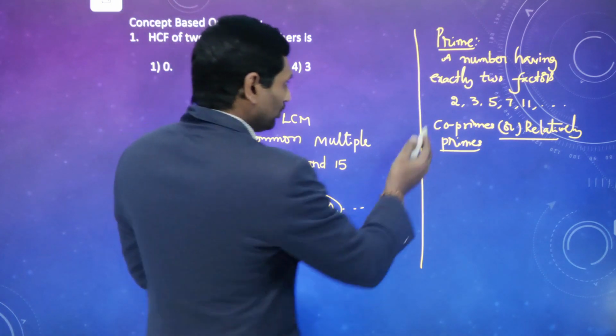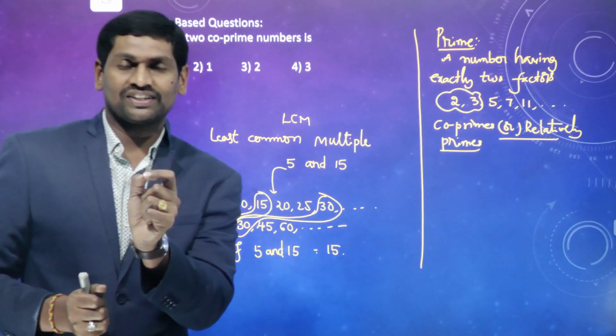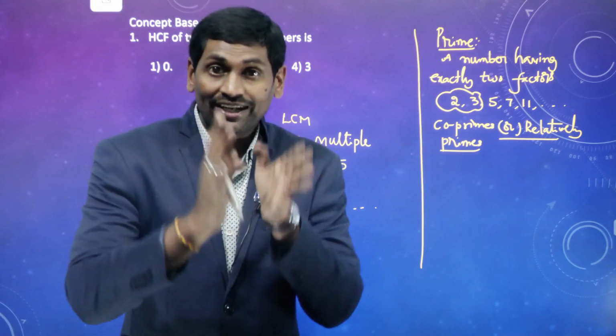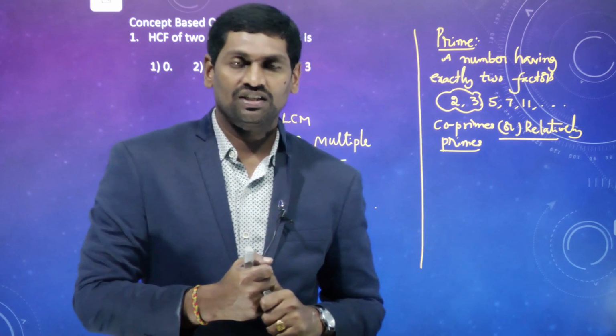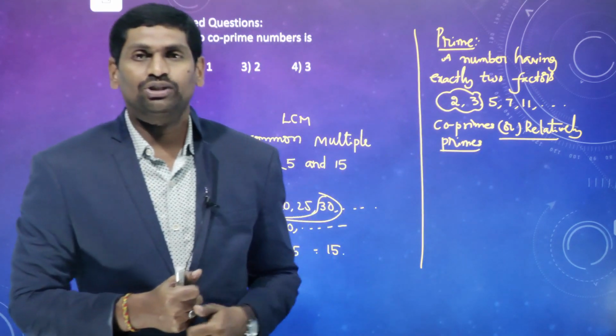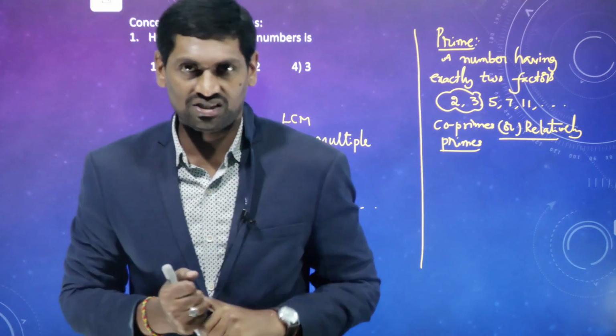Okay. For example, 2 and 3. 2 and 3 have only 1 as the common factor. There are no other common factors between them. I am talking about factors, not multiples. Okay. Right. So only 1 is a common factor between 2 and 3. Then we can say that 2 and 3 are co-primes.